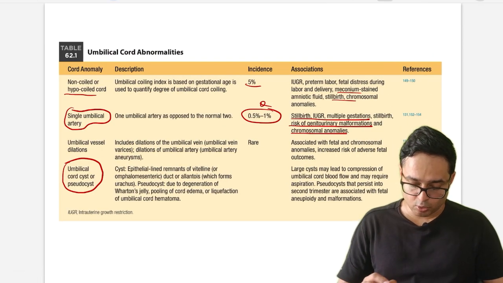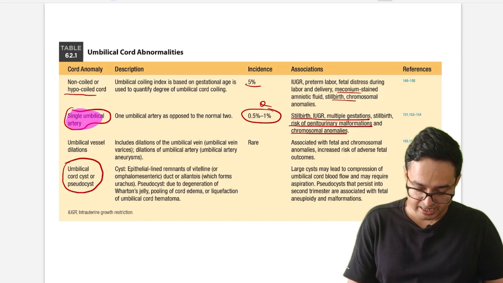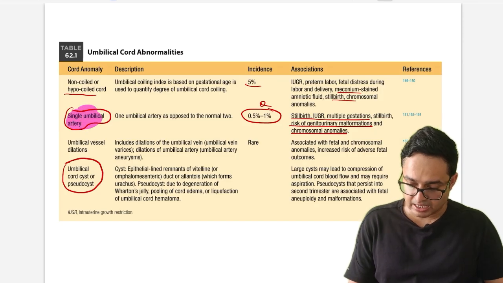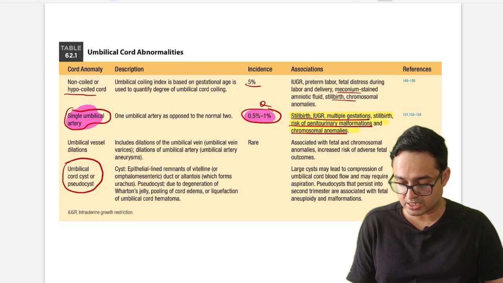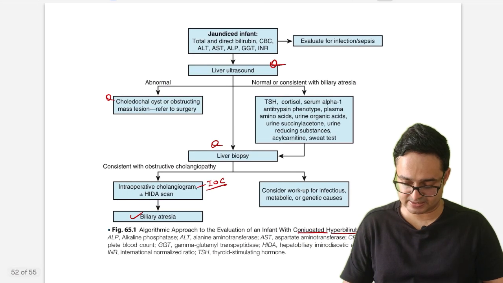Okay, umbilical cord abnormality. I just want to highlight single umbilical artery. Its incidence is 0.5 to 1%, and associations are stillbirth, IUGR, multiple gestation, risk of genitourinary abnormalities and chromosomal abnormalities.